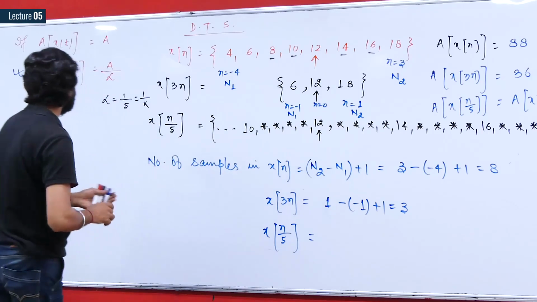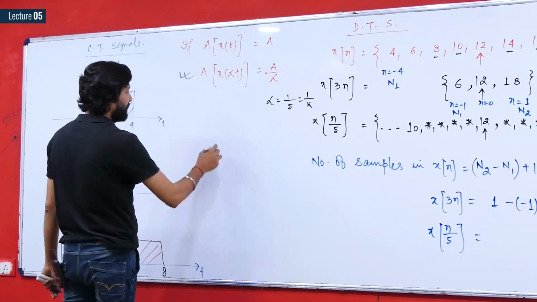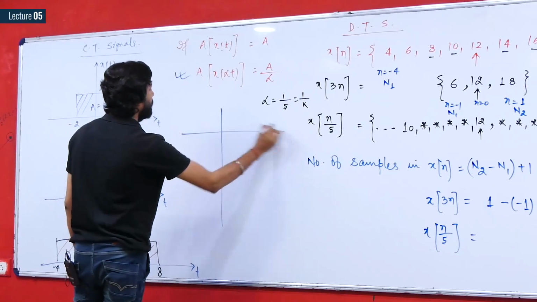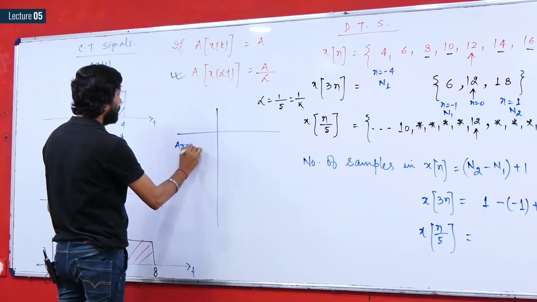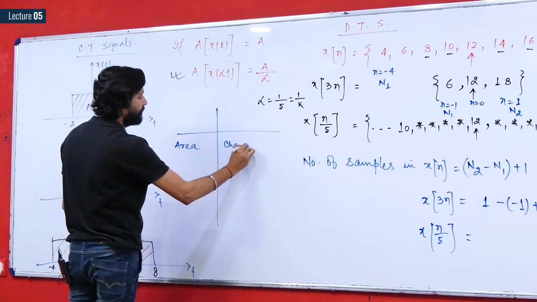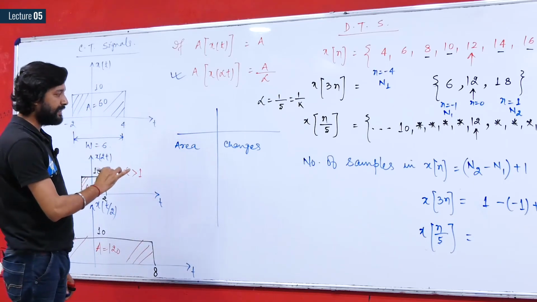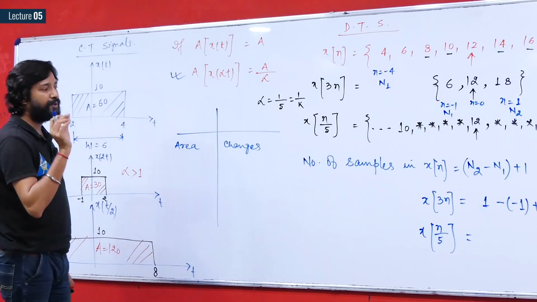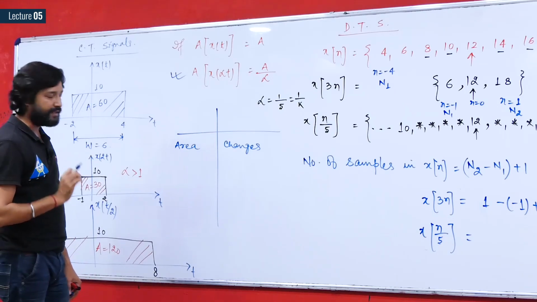So we have seen that in case of discrete time signal, if it is a continuous time signal, then after time scaling, area changes. First point, area changes, either it is continuous time signal or discrete time signal. Only in case of zero interpolation the area will remain the same, otherwise the area will be changing.